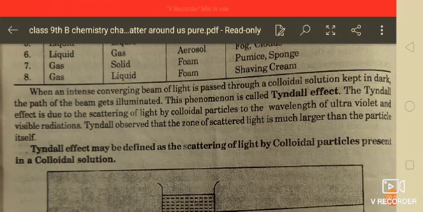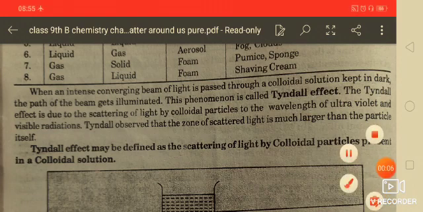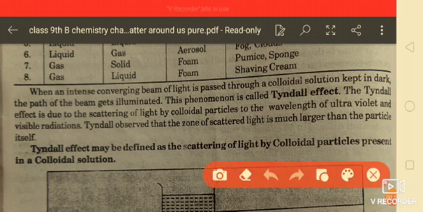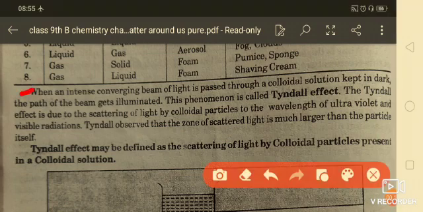Welcome to the class. Students, today we will continue the chapter Is Matter Around Us Pure. We will discuss the first one, the Tyndall effect. So, what is the Tyndall effect actually? When an intense converging beam of light is passed through a colloidal solution and kept in the dark, the path of the beam gets illuminated, and this phenomenon is called the Tyndall effect.